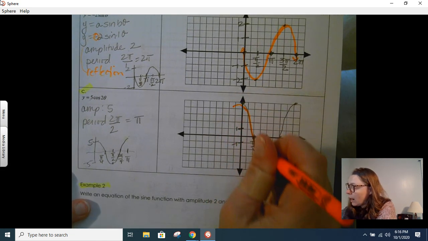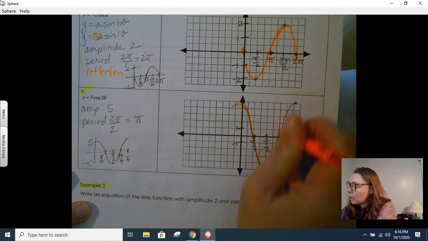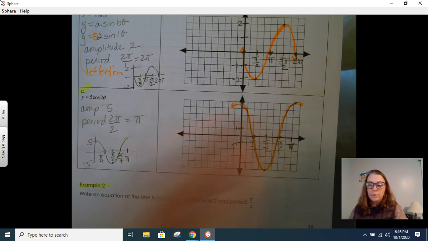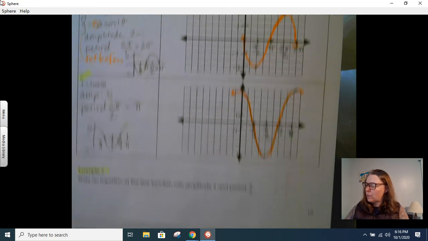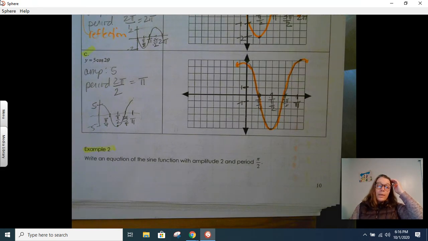Okay, so we will be practicing with this next week in class. I know it at first seems a little bit confusing with the periods, especially. Amplitude, not so bad, but the period's kind of confusing. Okay, and then the last example here, now write an equation if I give you information. So if I say write an equation of the sine function, amplitude is 2 and period is pi/2.